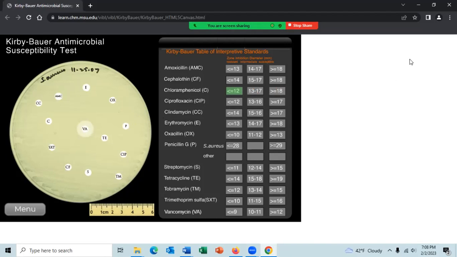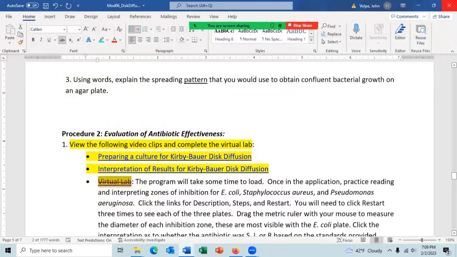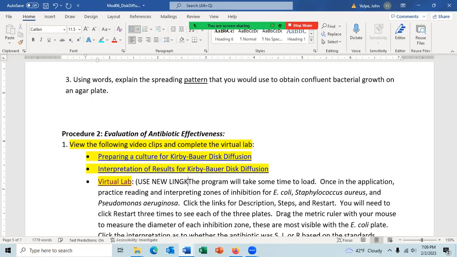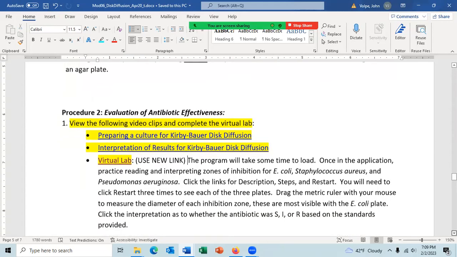All right, any questions about the virtual lab? So you do have a virtual lab, so I'm going to remove that. I've just got to make a new link. Yep. And hopefully I'll get the new link in here. I'm not going to do it now.